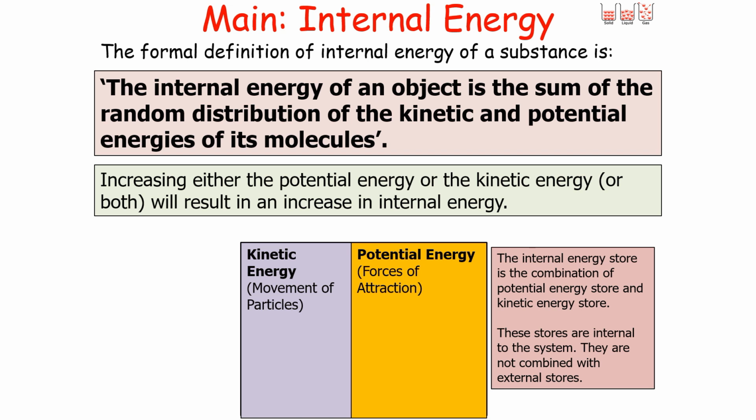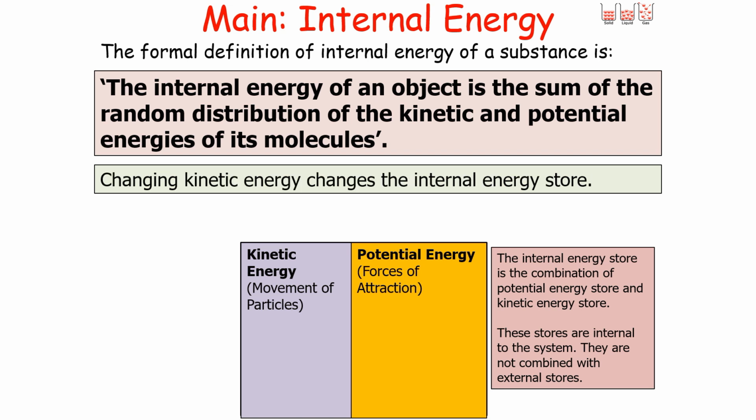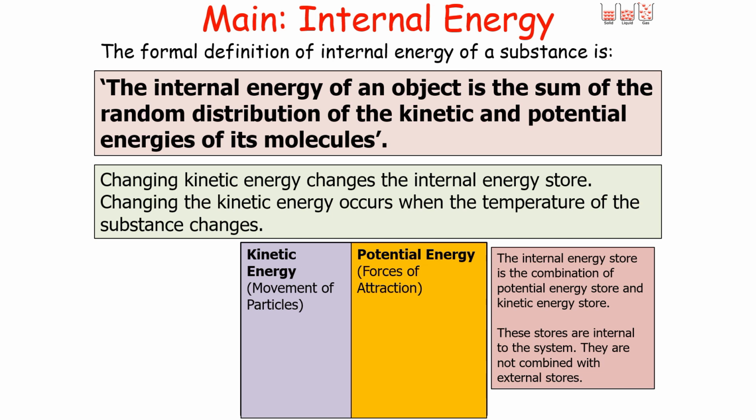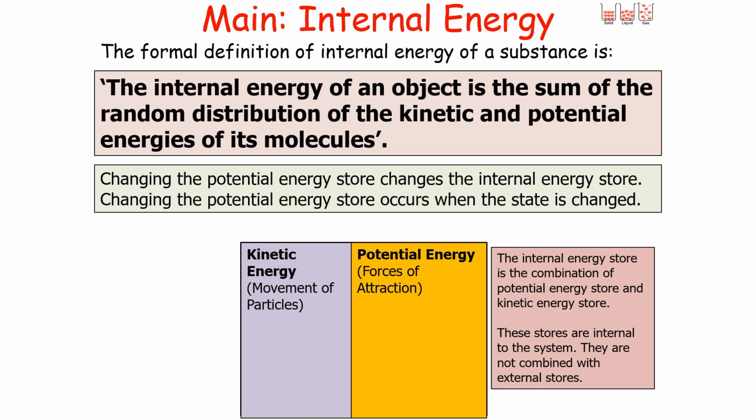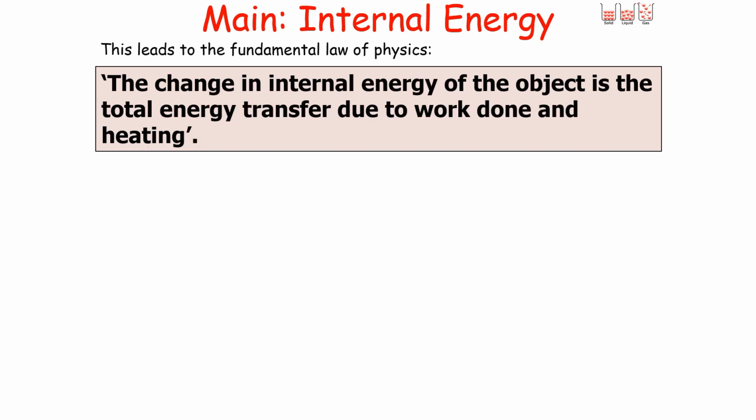Now, it's important to note that changing kinetic energy changes the internal energy store. Changing the kinetic energy occurs when the temperature of the substance changes. By that same token, changing the potential energy store changes the internal energy store of the substance, which occurs when the object changes state. So this leads to a fundamental law of physics, that the change in internal energy of the object is the total energy transfer due to work done on the object and heating.